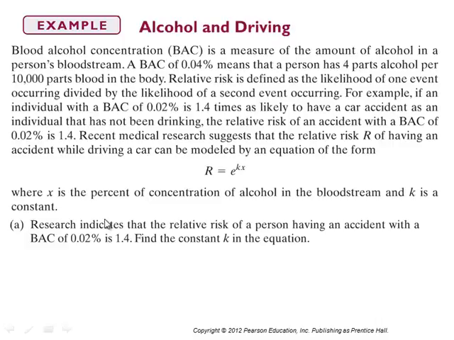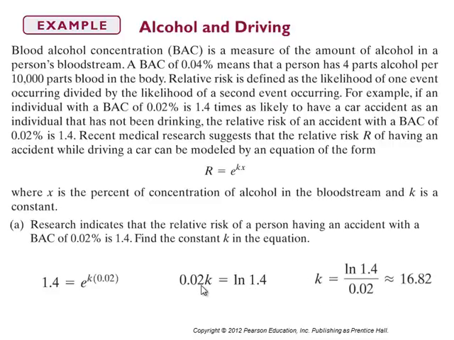So, for example, we find that if someone has a 0.02% BAC, that translates to a relative risk of 1.4. So we could plug in the 1.4 for R and plug in 0.02 for x and simplify. Make sure that in this equation, x is the percentage BAC. So you've got this equation here, e to the k times 0.02 being equal to 1.4. That's the same thing as saying that natural log of 1.4 is equal to 0.02 times k. So divide both sides by 0.02, and you get natural log of 1.4 divided by 0.02, and that works out to be about 16.82. So now we can go back into the function and replace k by 16.82.